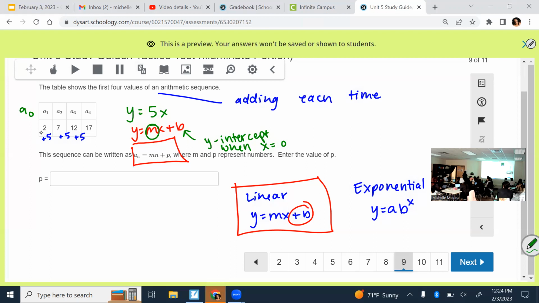So the opposite of adding 5 would be 2 minus 5, and that's what goes in here. Because this is your formula in slope intercept form, and it only wants to know what P is, which is the y-intercept. Alright, so that's why it's tricky.